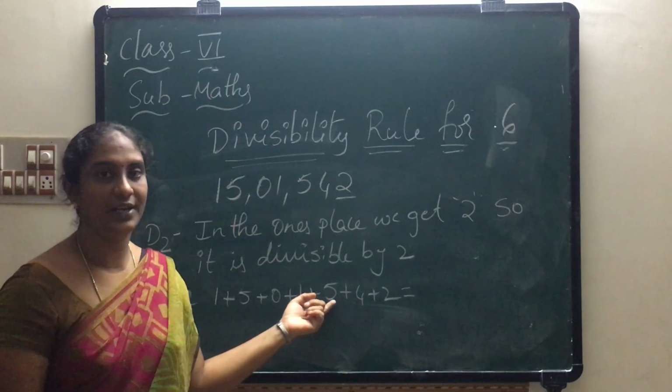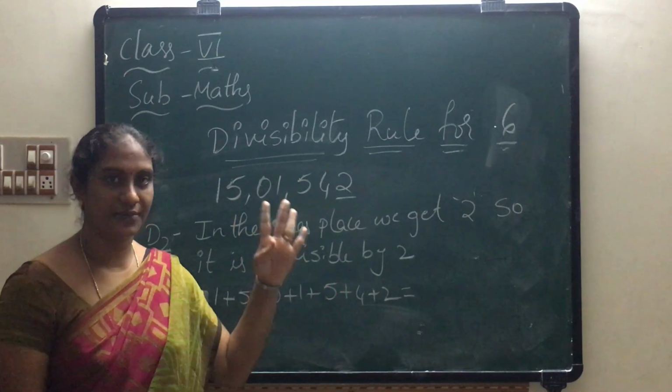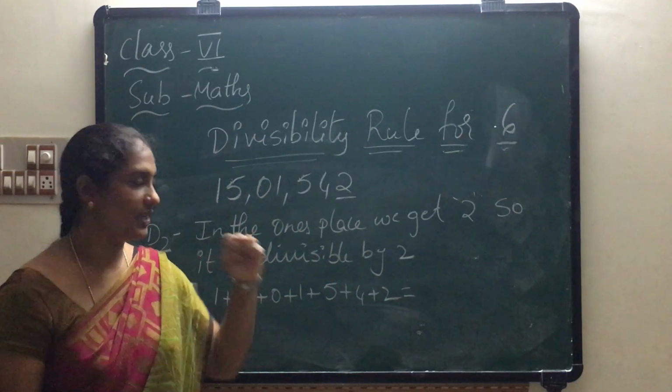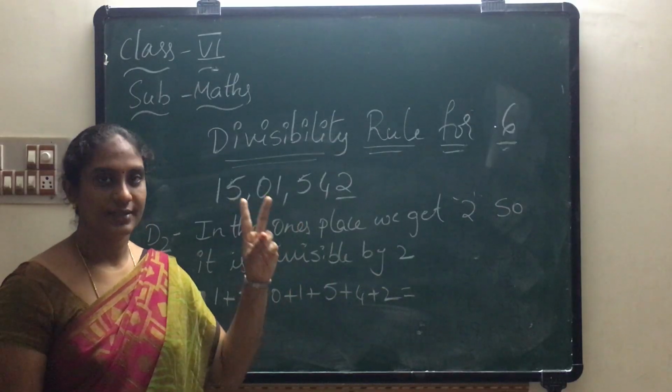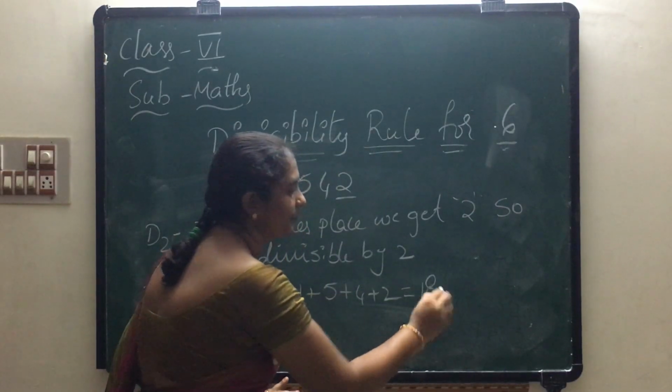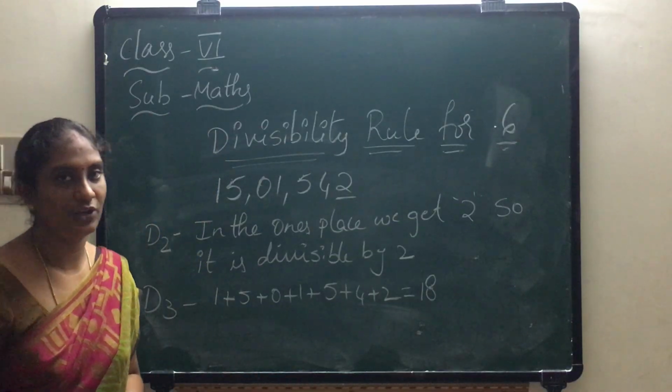How much did you get, Anna? 12. 12 plus 4. Take 4 fingers. 12, after that 13, 14, 15, 16. 16 plus 2, 17, 18. How much did you get here? 18. Okay, Nana, what is the number we got here? 18.